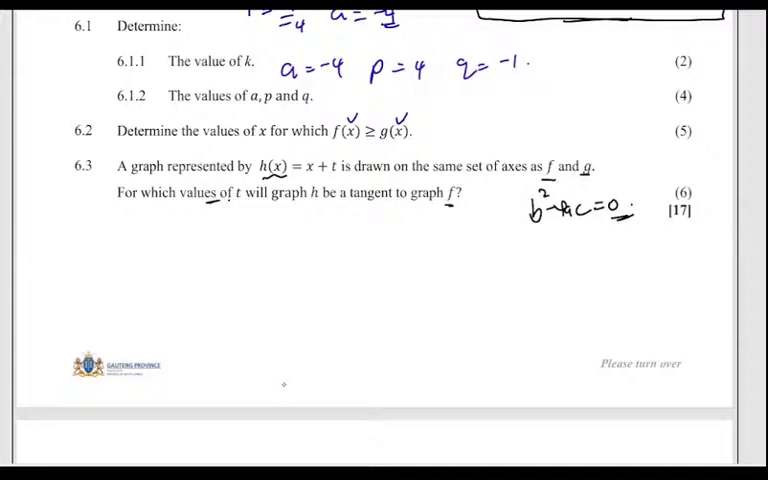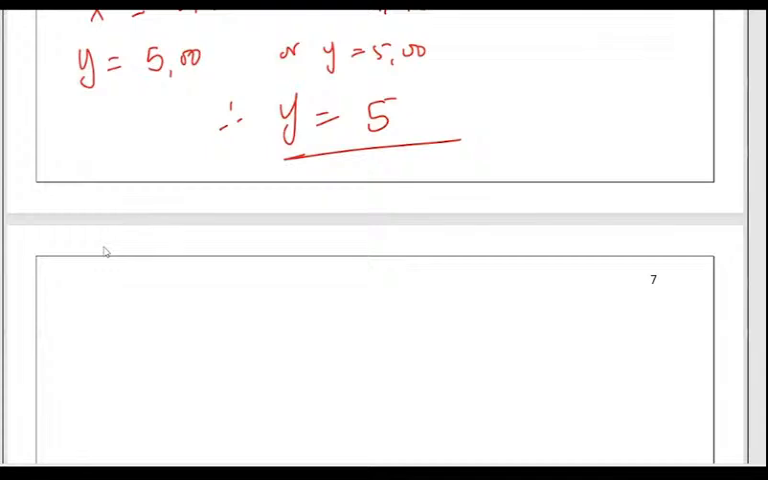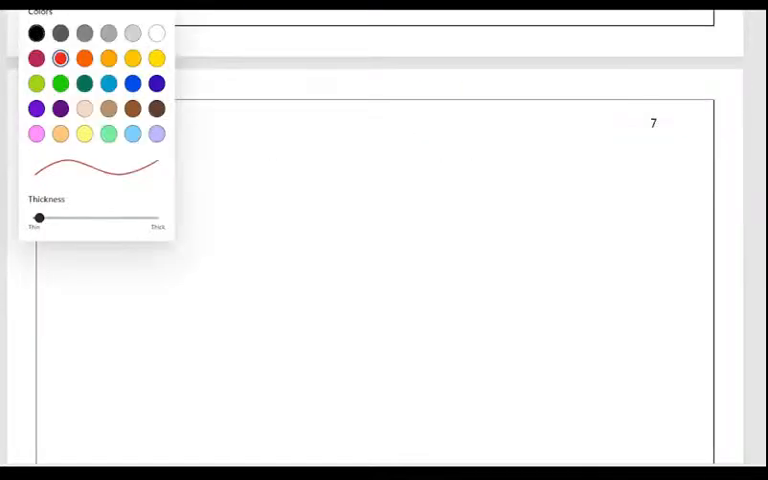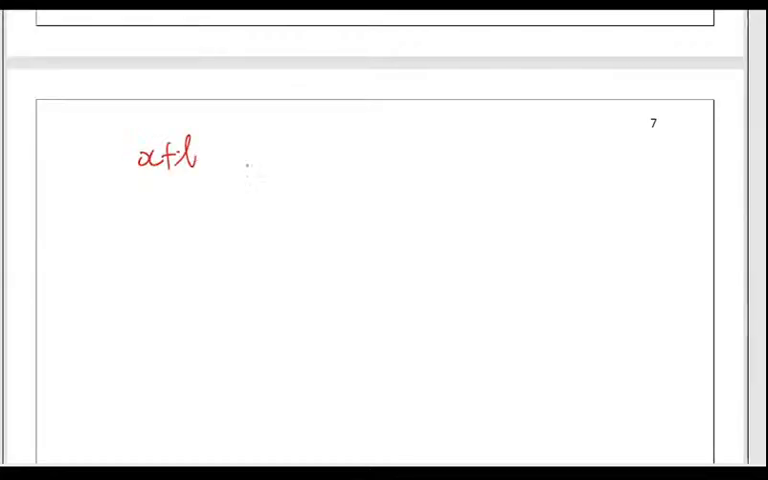When the graphs are intersecting, they have to be equal to each other. So h of x is equal to f of x. So we're saying x plus t should be equal to negative 4 over x plus 4, minus 1. Is that correct? Yes.